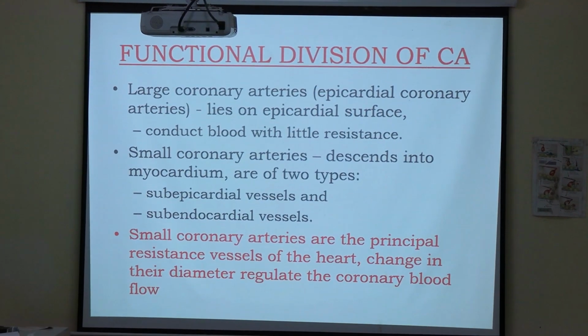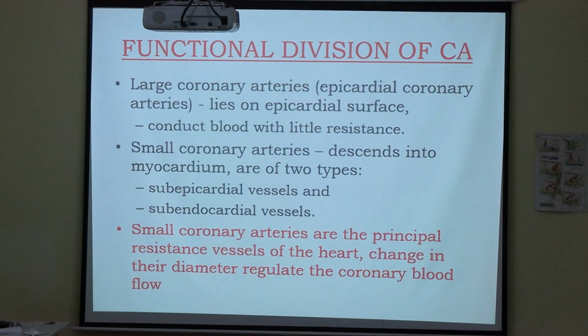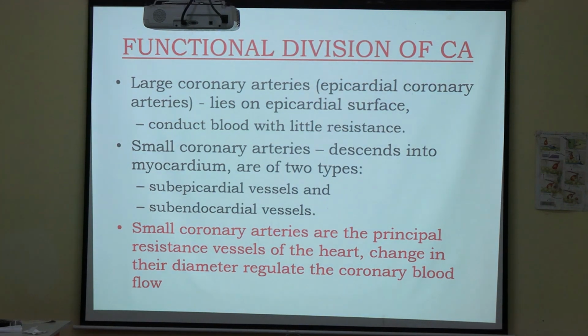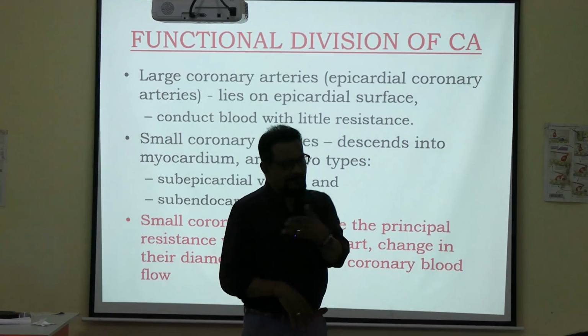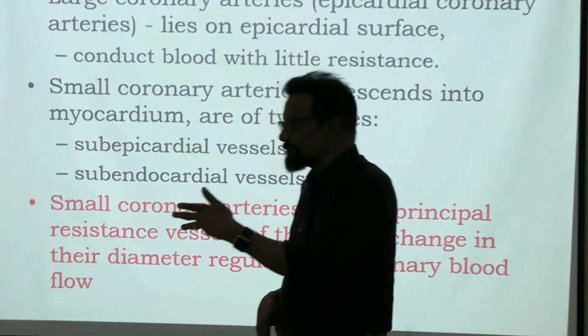Small coronary arteries are the principal resistance vessels. See why I have given emphasis. The larger arteries that remain in the epicardium have very small resistance, so blood can flow easily.